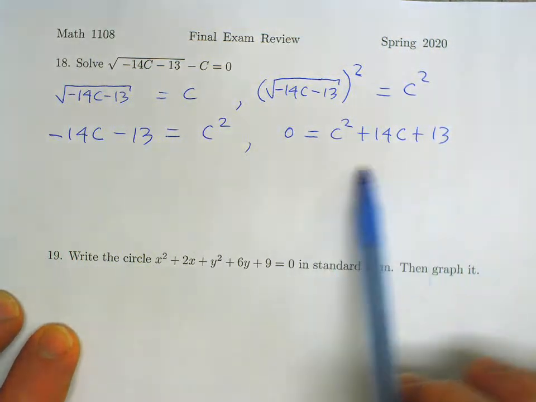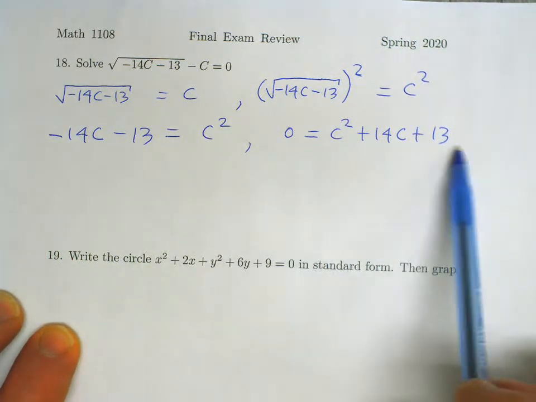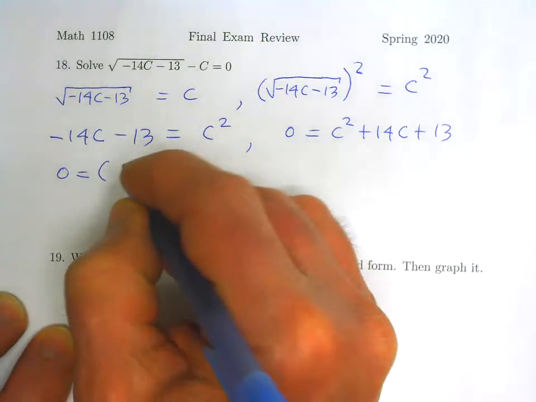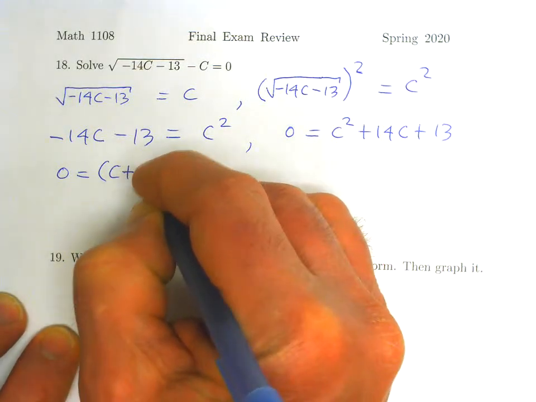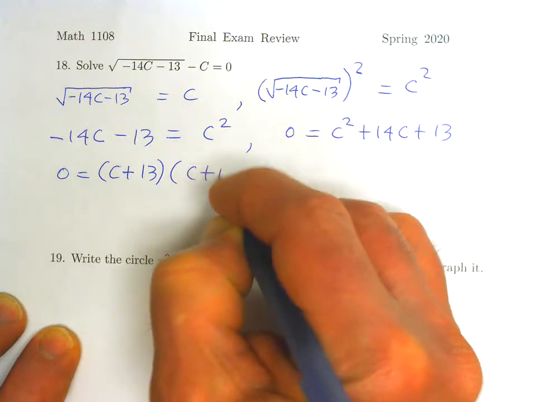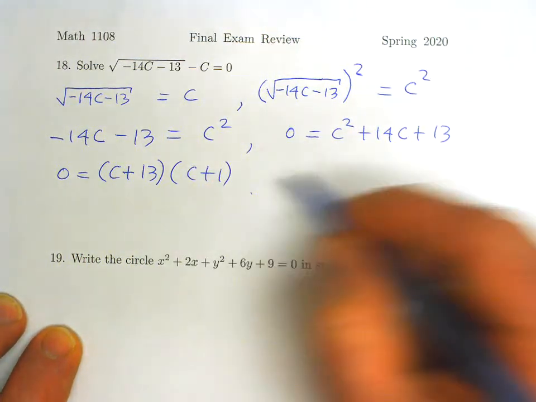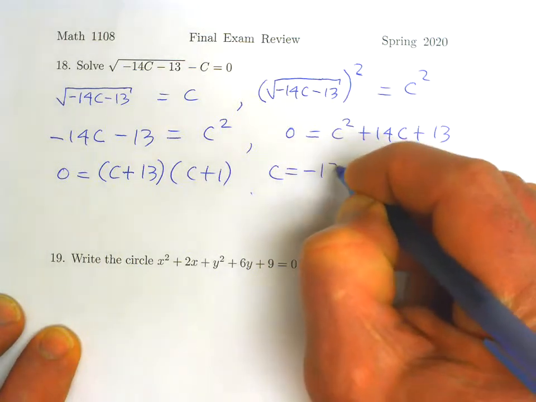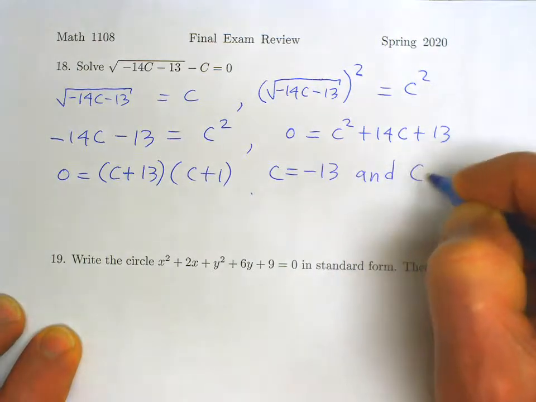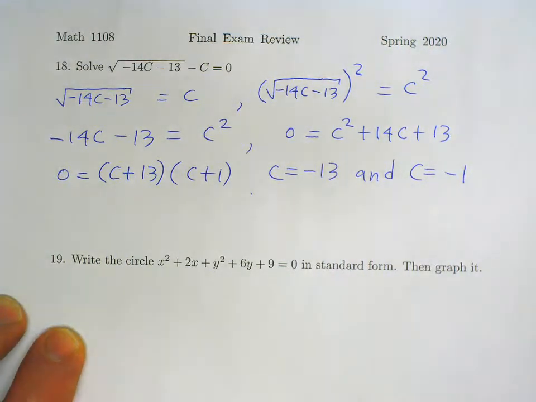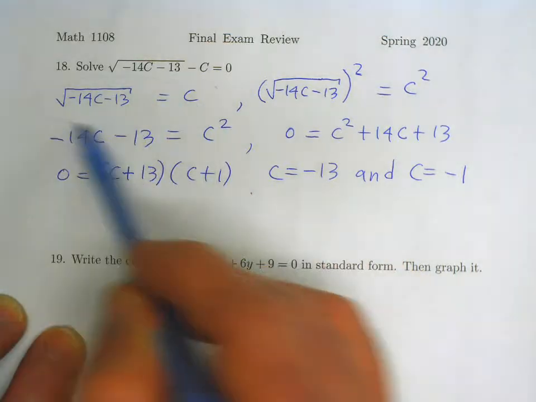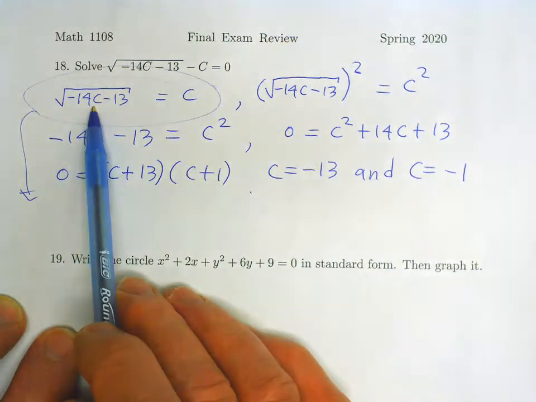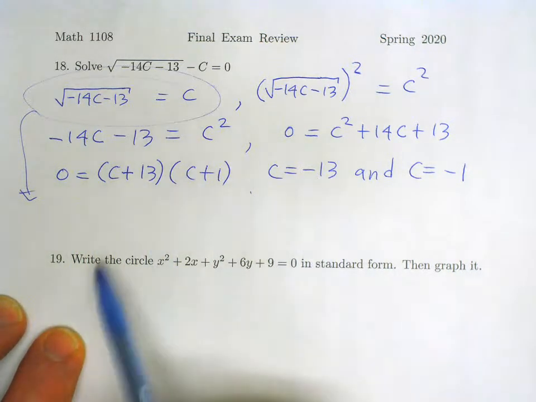We can solve this equation by factoring. The two factors are c plus 13 and c plus 1. And so the two solutions to this quadratic equation are c equals negative 13 and c equals negative 1. Okay, but we want to check. So let's replace every c with negative 13 to start with.